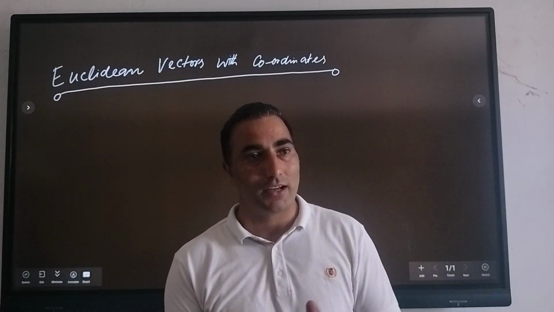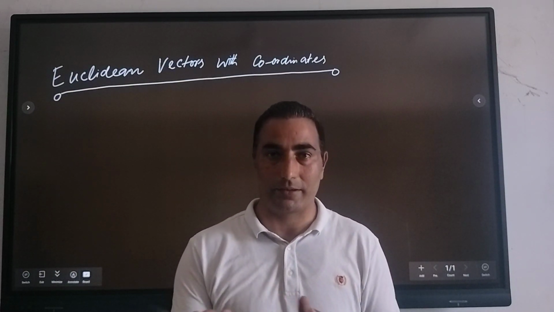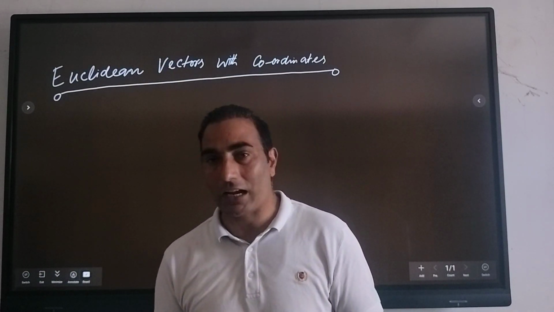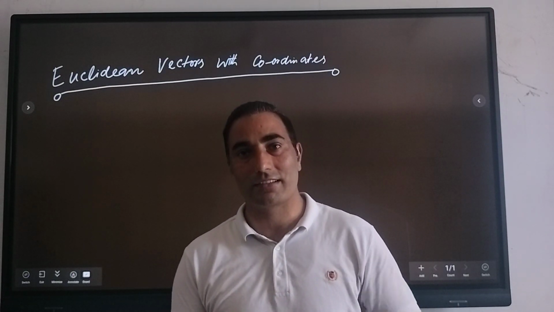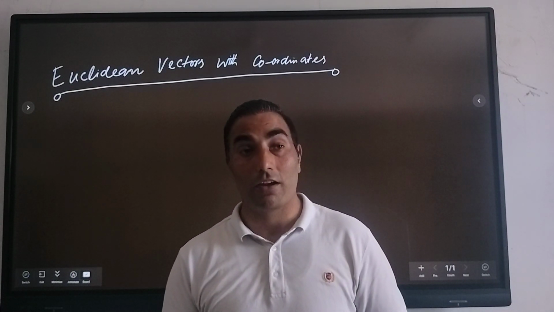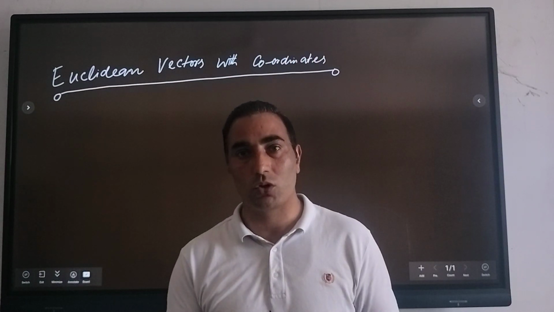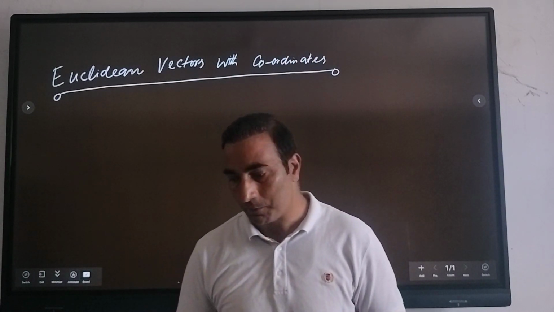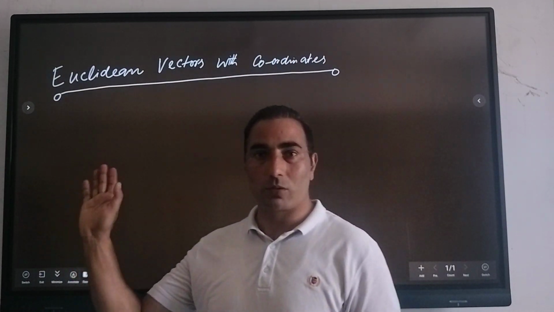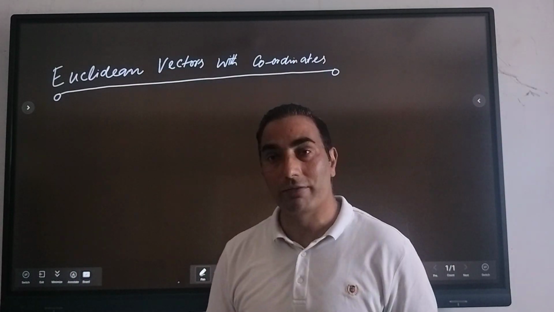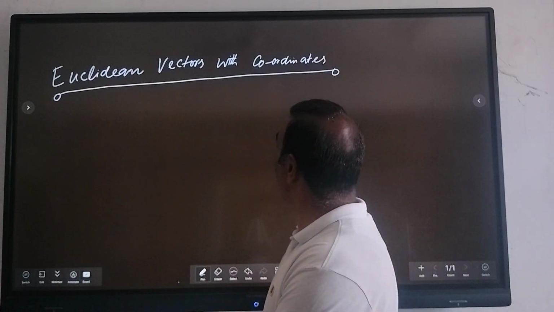Because tensors transform like that, right? So the definition of this scalar resembles the definition of tensors when you make the coordinate transformation, when you are going from one plane to another plane, right? So coming back to our main topic, today's topic is Euclidean vectors with coordinates, right?